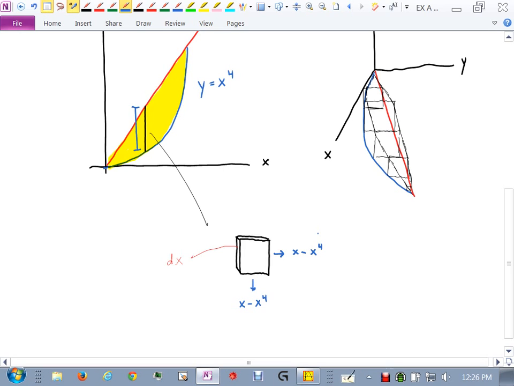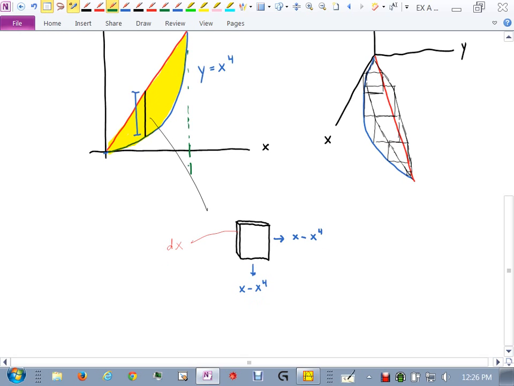Now you want to add them up, right? You want all the slices starting at x equals 0 all the way to, where do they hit each other? Where do those two graphs hit each other? 1? So the volume of this solid will be the integral from 0 to 1 of, what did you say? X minus x to the fourth times itself again, right? So squared, then dx. That's it.